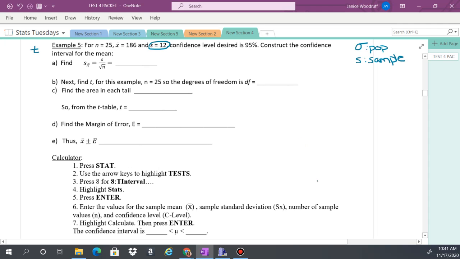We're using t because it's in this section, but once you get to the chapter 8 quiz, it's not going to tell you which section this is. So you have to determine it.